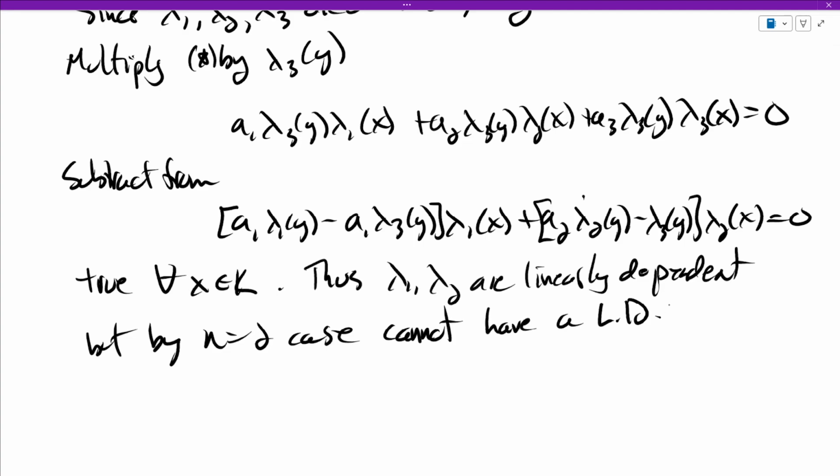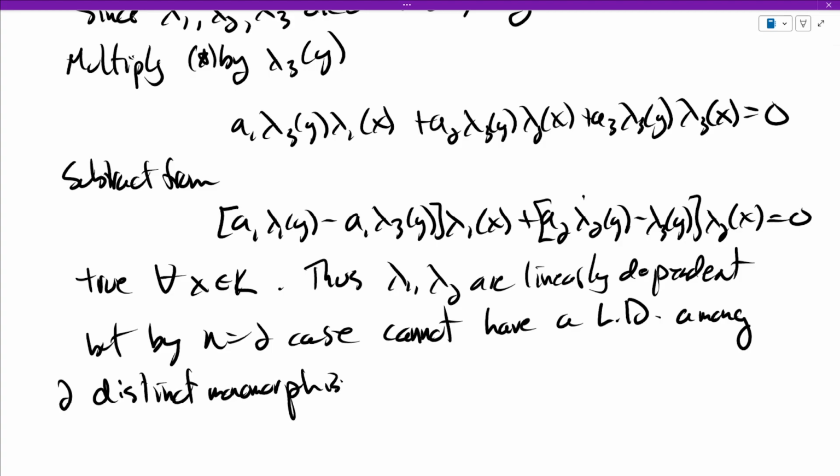I'm going to write LD for linear dependence. Two distinct monomorphisms. And that completes the proof. So if you were to have three distinct monomorphisms, they are linearly independent.